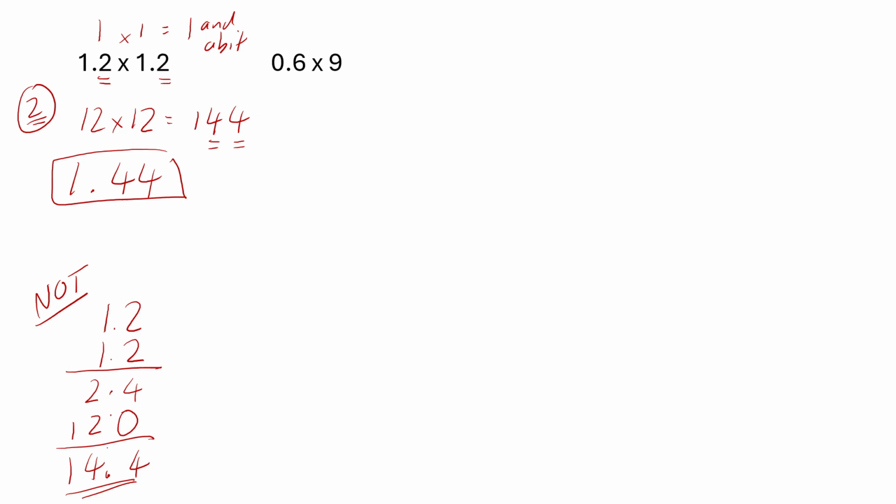So if we were doing 0.6 times 9, again, there's 1 decimal in my question. The sum I do is 6 times 9. 6 times 9 is 54. My answer is 54 with 1 decimal place in. So my decimal point goes there. So my answer is 5 times 4. Oh, sorry, lost my decimal point. 5.4. Okay, let's have a look at a couple more.